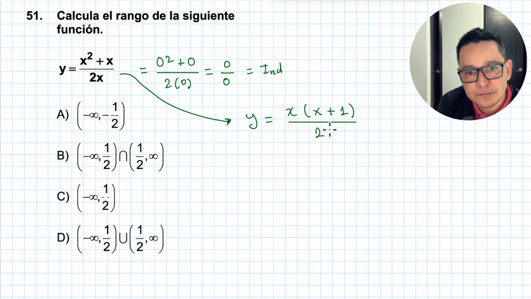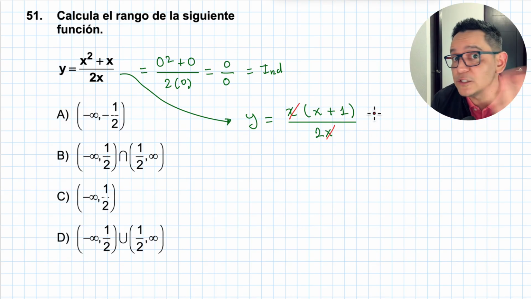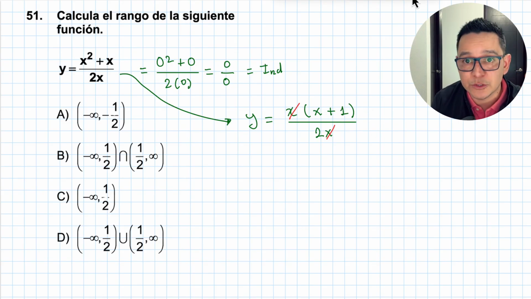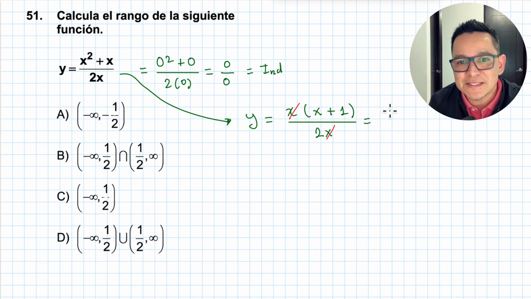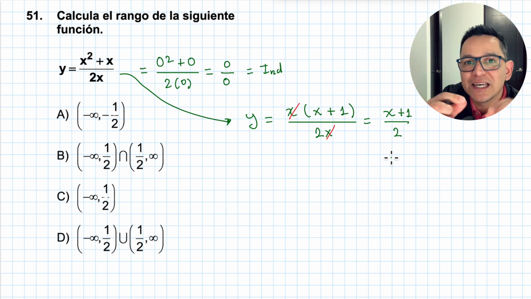Why am I doing this? Because if x is not equal to 0, since we already saw that it can't be 0, right, can I cancel this one and this one? Okay, careful. I'm thinking here that x can't be 0, all right. So let's continue. In the numerator, I'm only left with x plus 1, and in the denominator, I'm left with 2. Okay, let's see. I already know it can't be 0. I already know that.